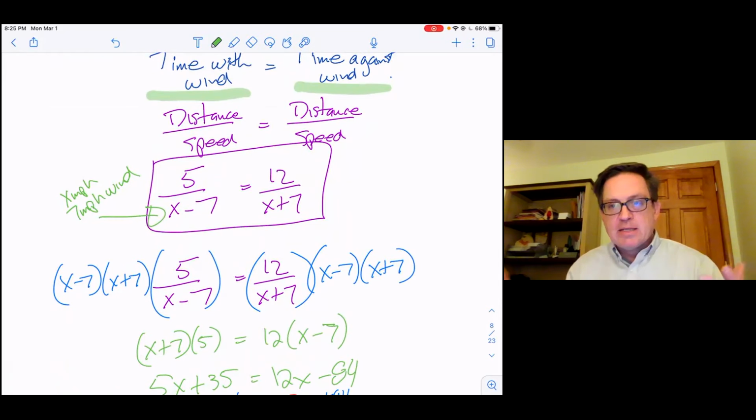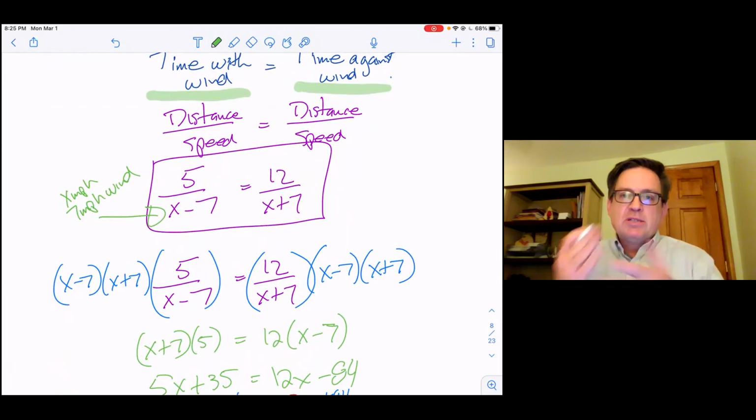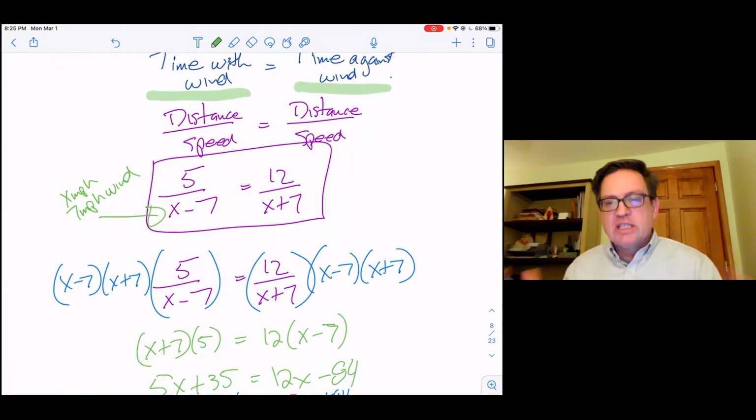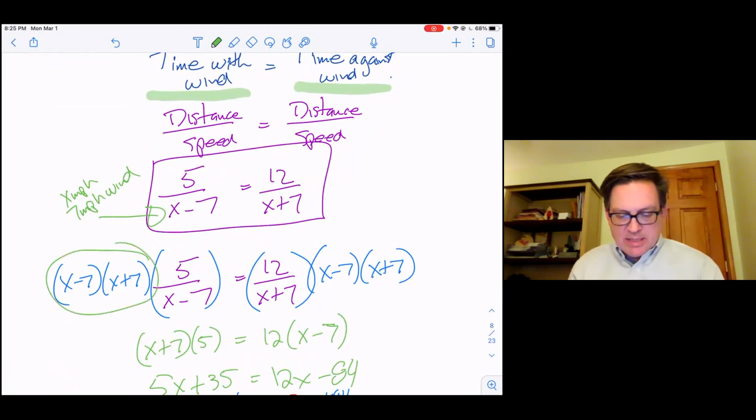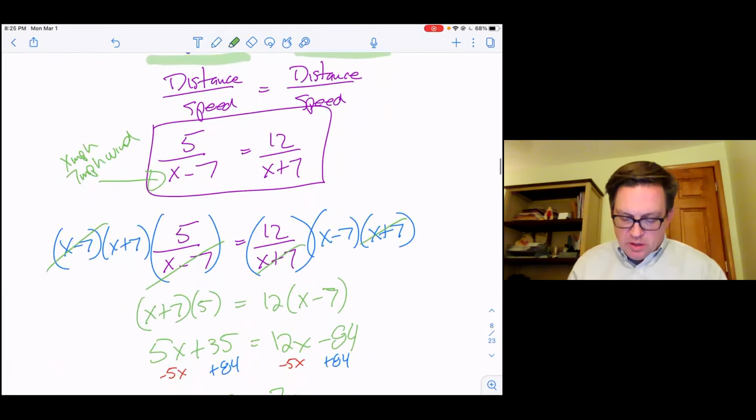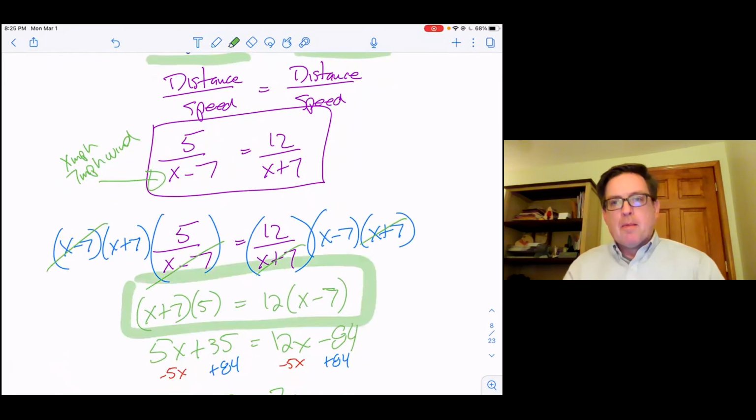We've got x's in both sides. Multiply both sides by the least common denominator. In this case, that's going to be x minus 7 times x plus 7 on both sides. As we've done before, some things cancel on both sides, and we're left with this expression.